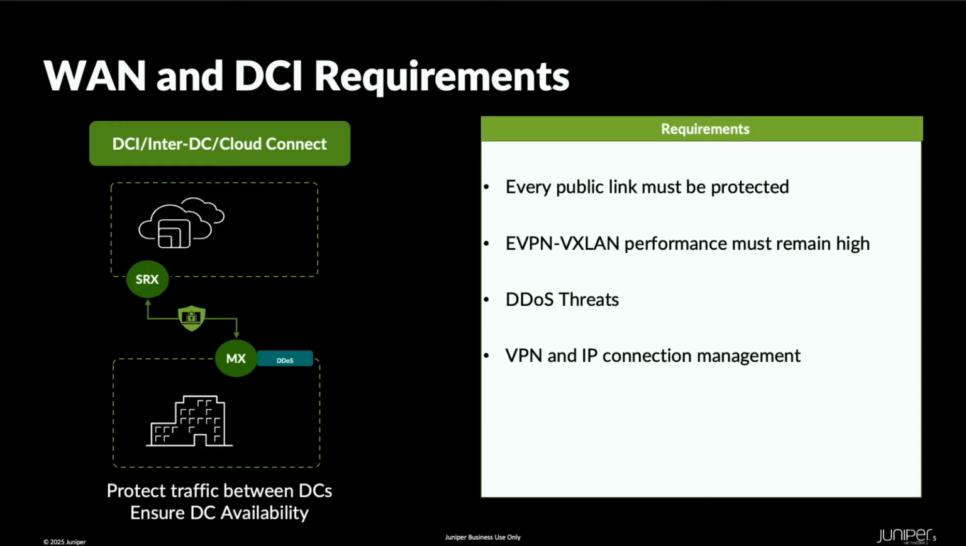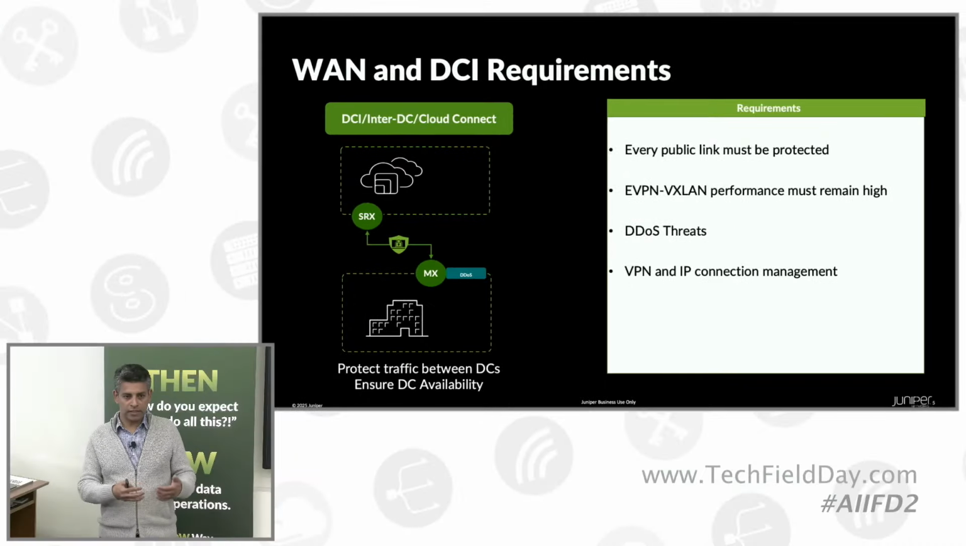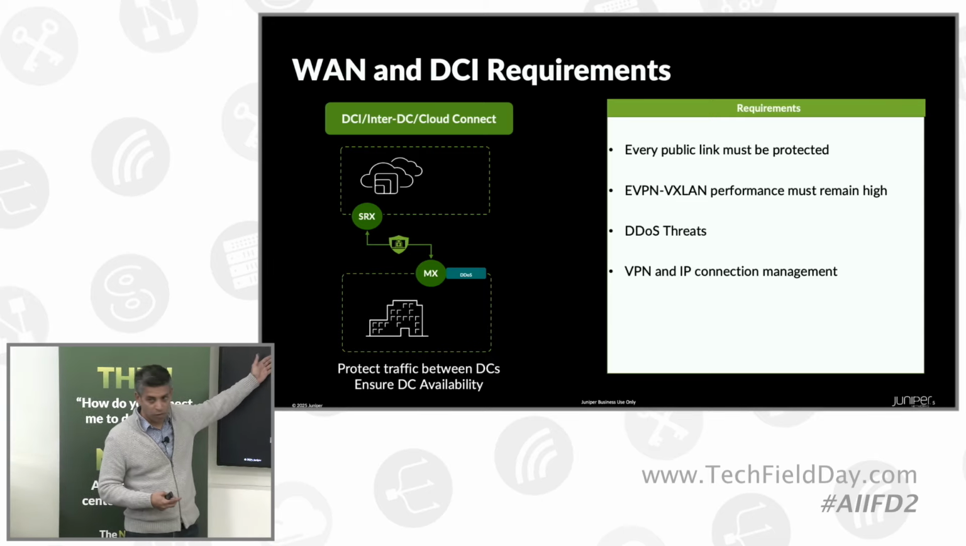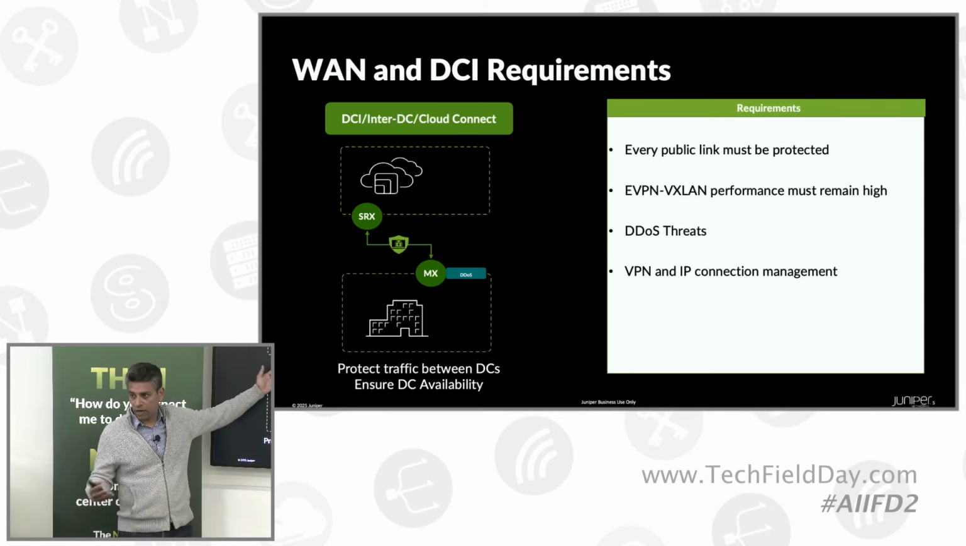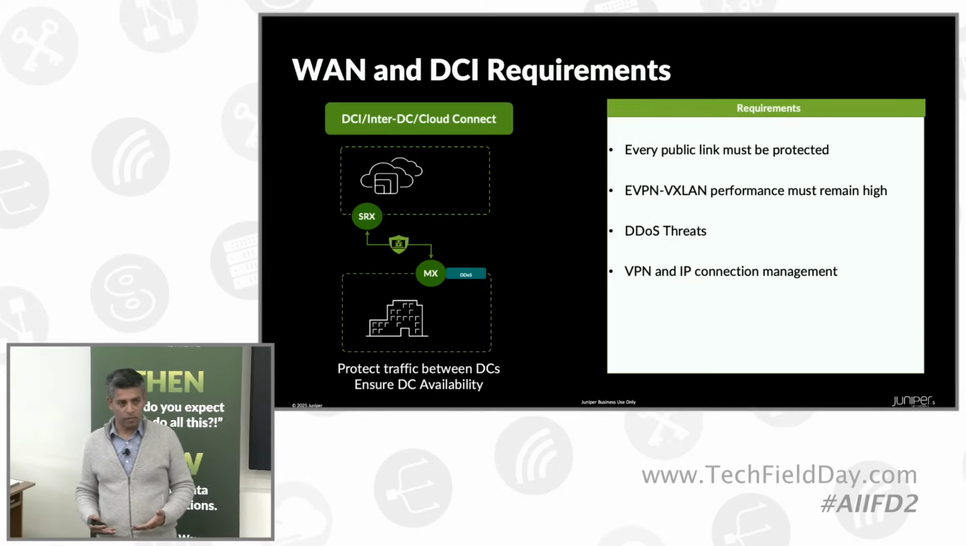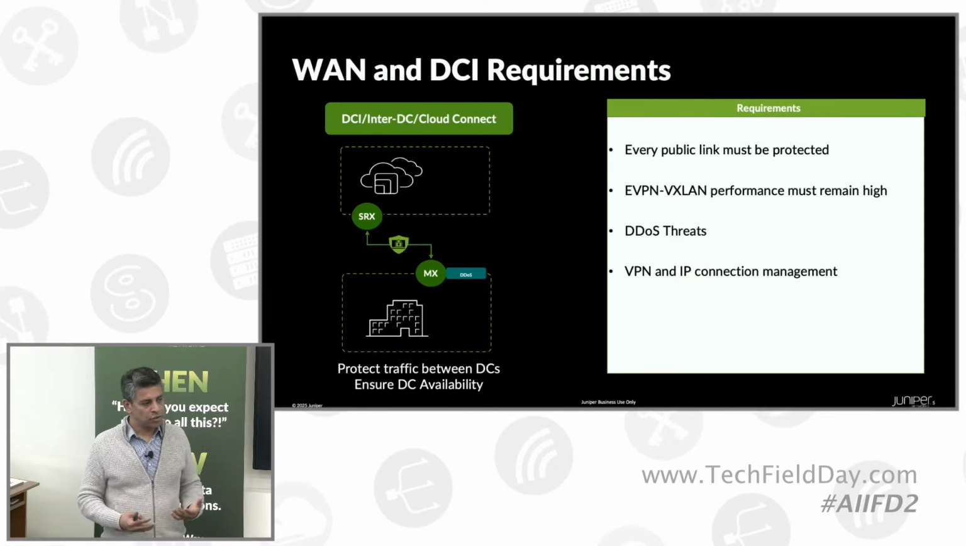So the two things we do here, and what we have done, is we have ensured that if you are doing some kind of a connection between, let's say, a firewall, the SRX is our firewall product line. The MX is our data center gateway and routing product line. If you do have a connection, how do we ensure that that data center is up and running?